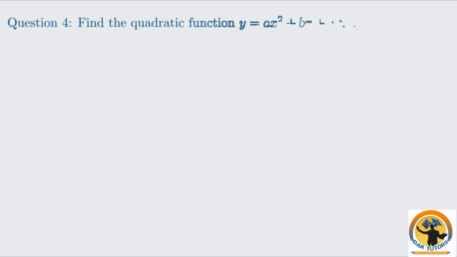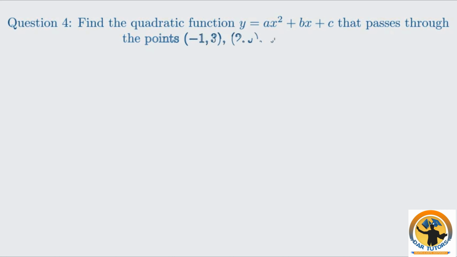Here is the solution for question 4. We need to find the quadratic function y equals ax squared plus bx plus c that passes through the points (-1, 3), (2, 9), and (4, -7). Substituting the points into the equation gives us a system of three linear equations.